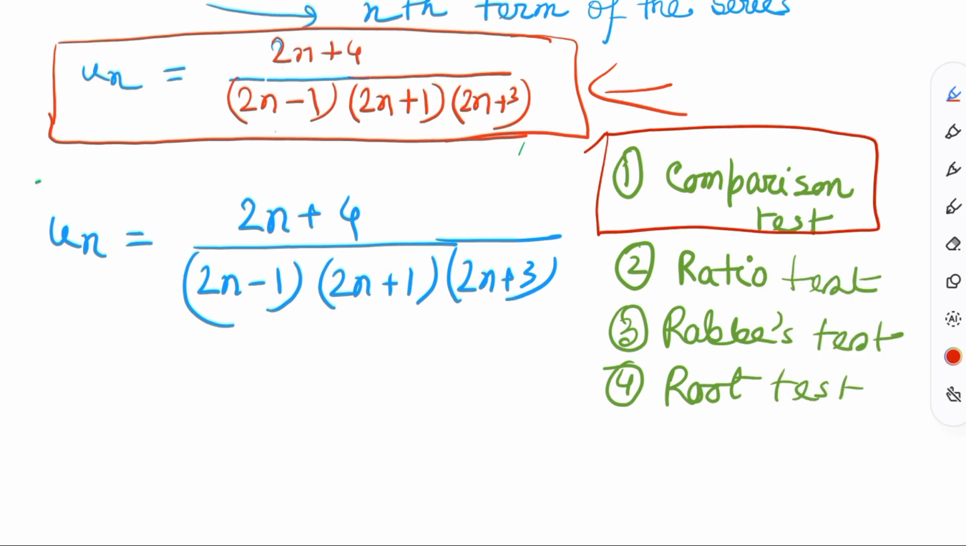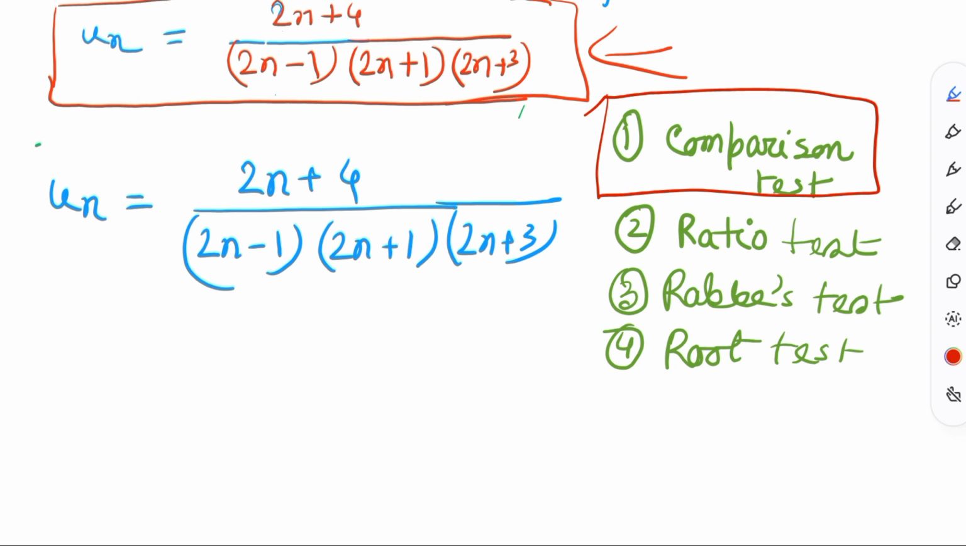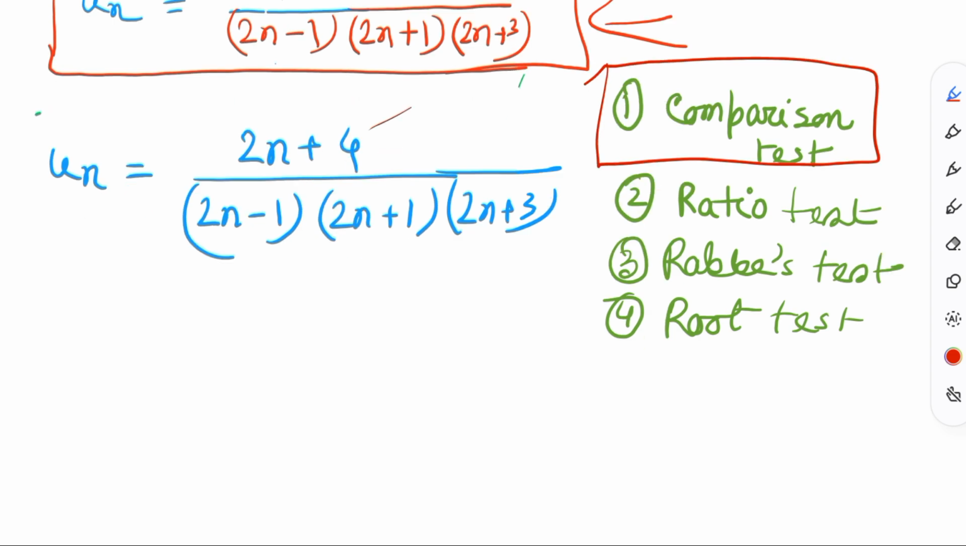Because if you notice the nth term, the numerator of the nth term is a polynomial of degree 1 and the denominator of the nth term is a polynomial of degree 3. If you multiply these 3 terms, you can see the highest degree of the polynomial will be n cube, that is 3. So here the degree of the polynomial in the numerator is less than the degree of the polynomial in the denominator. That's why we will use the comparison test.